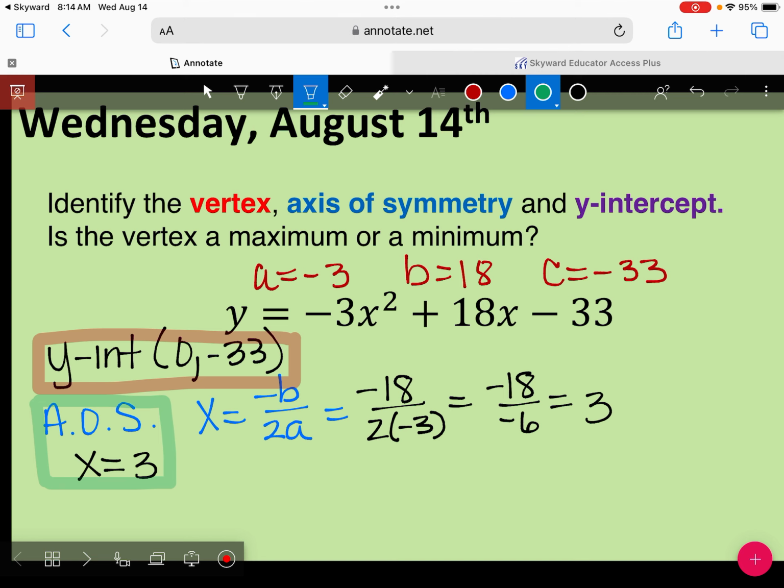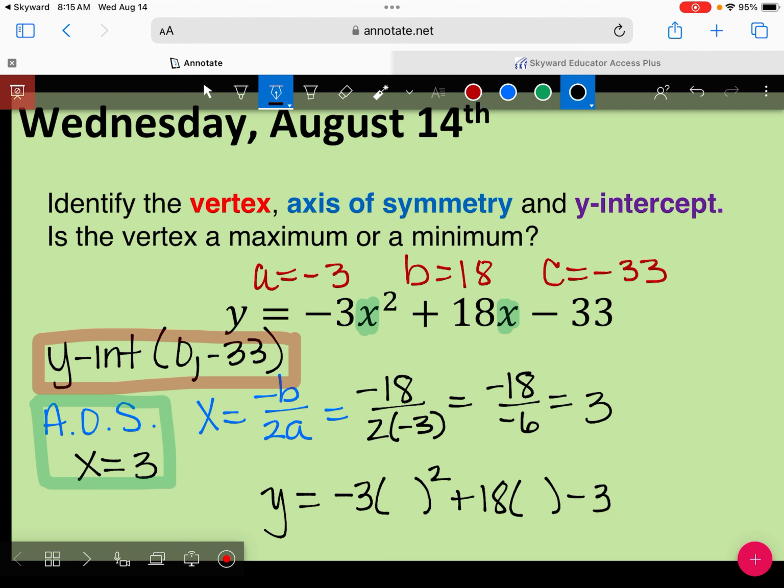So now let's find our vertex. To find our vertex, we're going to take that 3 and put it into this equation where you see an x. So we have to find our y value. So the y value is equal to negative 3 parentheses squared plus 18 parentheses minus 33. So go ahead, use your calculator and type that in just like that to see what you get for your vertex. You have to figure out your axis of symmetry, and then whatever you get for axis of symmetry, you put that back into your equation to find the y value of your vertex.